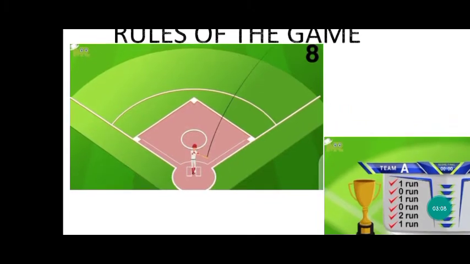So number eight, if the batter hits the ball over the outfield wall and into the dead ball area, a home run is scored. The batter can then stroll around the bases to score, along with any additional batters that have made it on base.